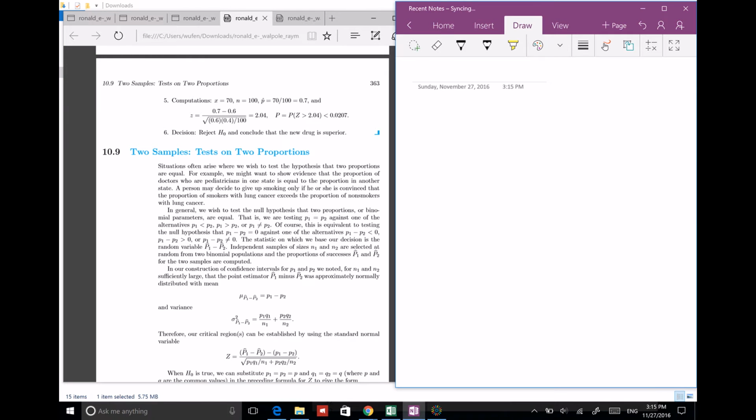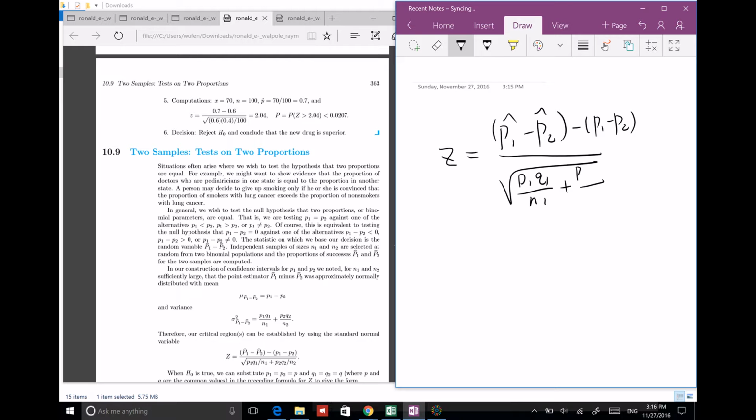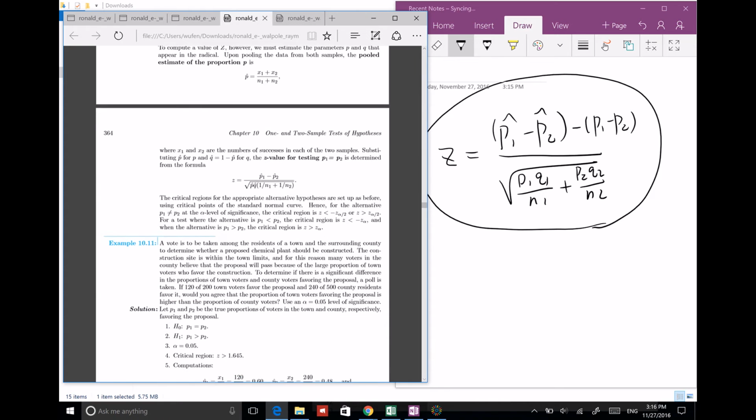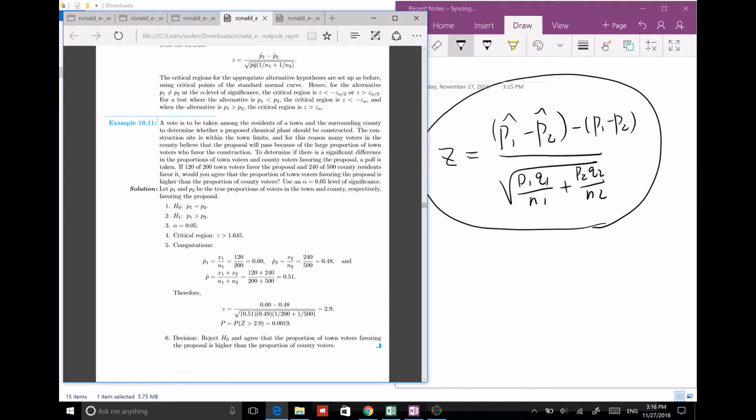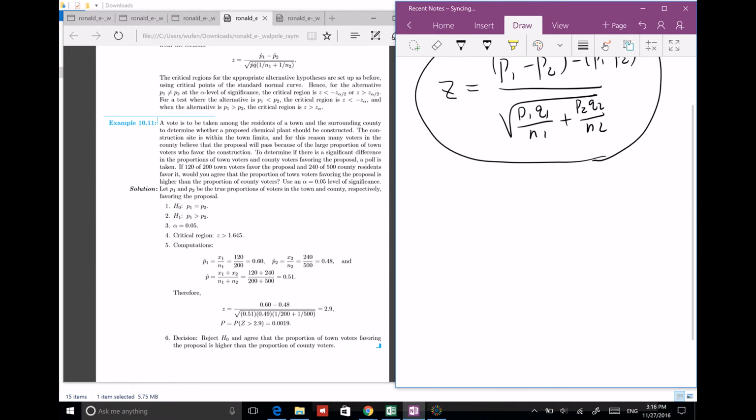Okay, so for two samples, a test on two proportions, you're going to have very similar methods, but you use a different way to find the z-score. So z equals p1 minus p2 minus (P1 minus P2) over the square root of p1 q1 over n1 plus p2 q2 over n2. Use this formula to find the z-score, and then use the normal distribution to find the probability. Okay, so this is example 10.11. You can look at this example.